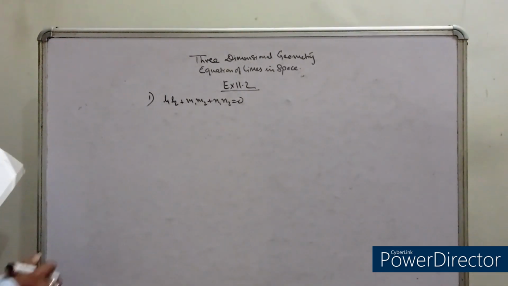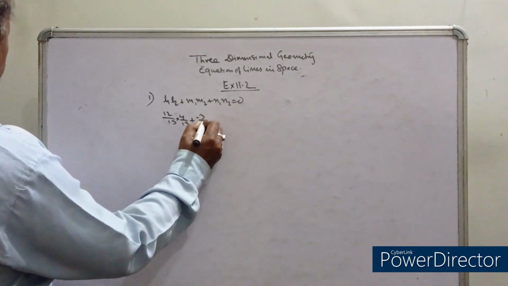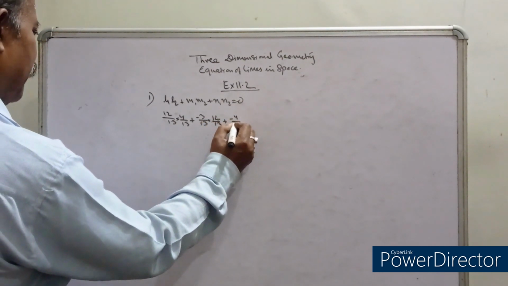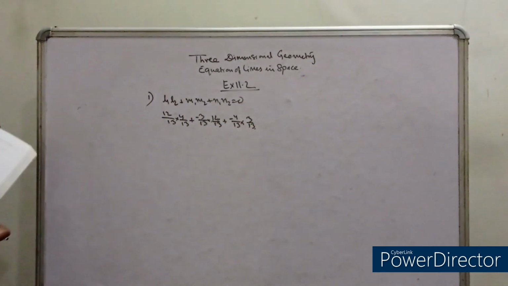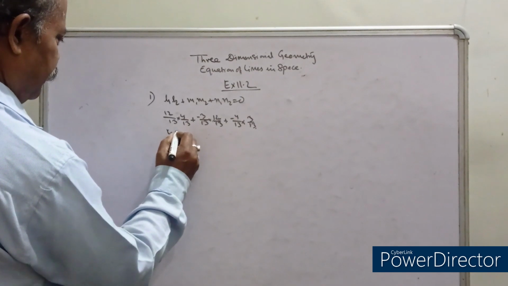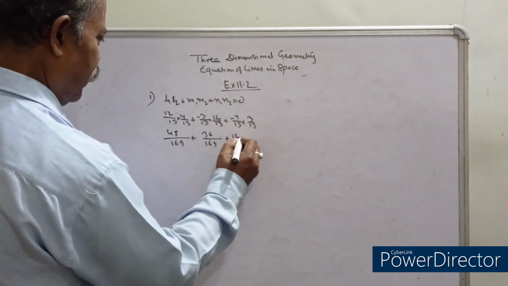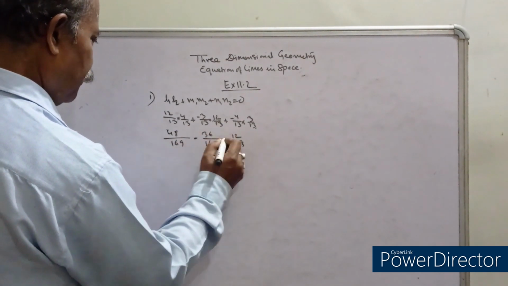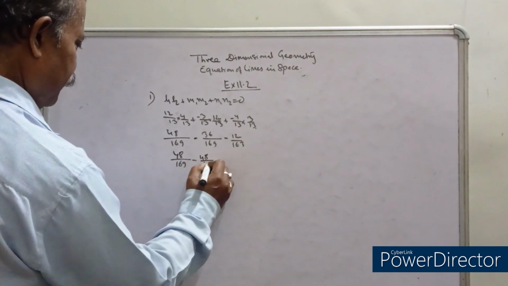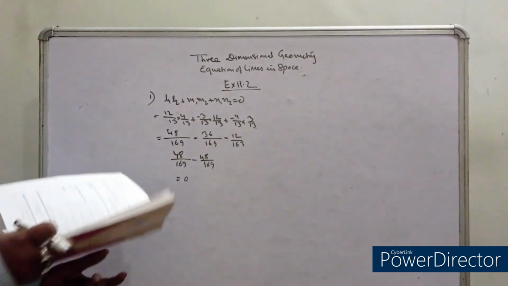So here the direction cosines are given. This is 12 by 13 into 4 by 13, plus minus 3 by 13 into 12 by 13, plus minus 4 by 13 into 3 by 13. Now if you calculate it, you will get 48 by 169 minus 48 by 169, and this is equal to 0, which proves that the two lines are perpendicular. Now I am moving to question number 2.